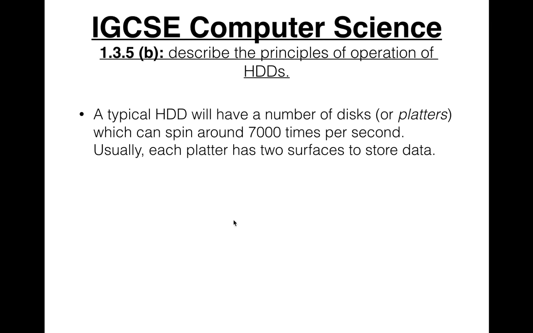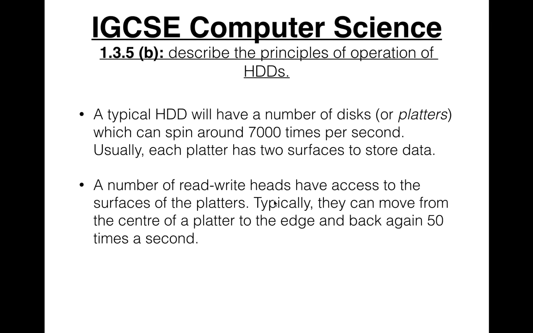A typical hard disk drive will have a number of platters, which can spin around 7,000 times per second. Usually each platter has 2 surfaces to store data. A number of read-write heads have access to the surfaces of the platters, and typically they can move from the center of a platter to the edge and back again 50 times a second.